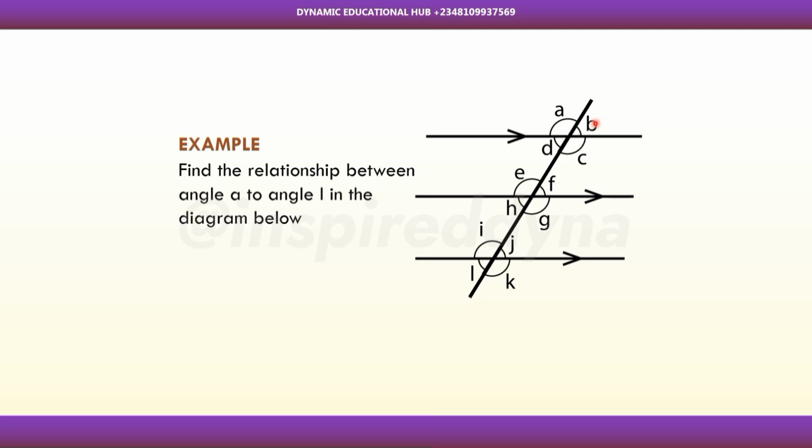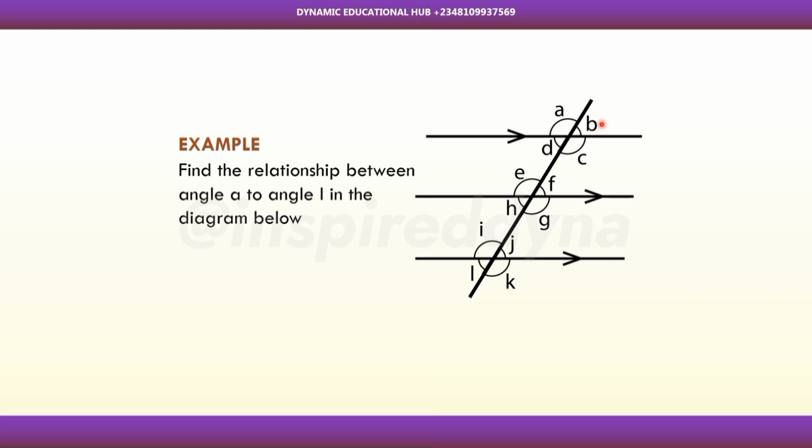Let's move to B. B is equal to D. Opposite angle. B here is also F. Why? Corresponding angle, similar position. B here is also J. Why? Corresponding angle, similar position. B here will be equal to H. Why? Alternate angle. B here will be equal to I. Why? Alternate angle. Look carefully, observe these lines. They are parallel lines and we have a transversal line. So we are through with B.